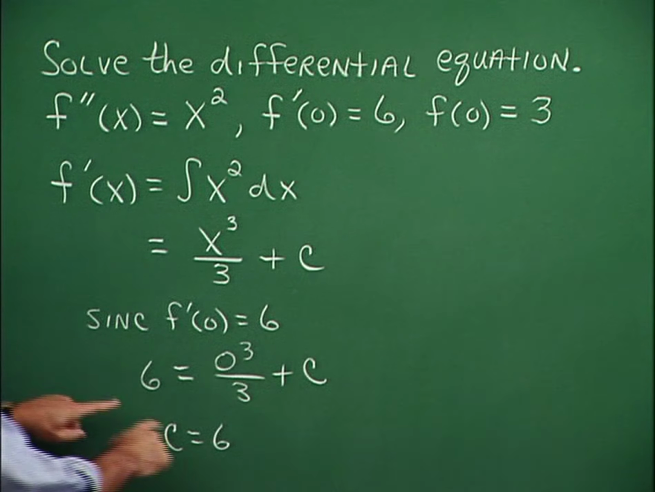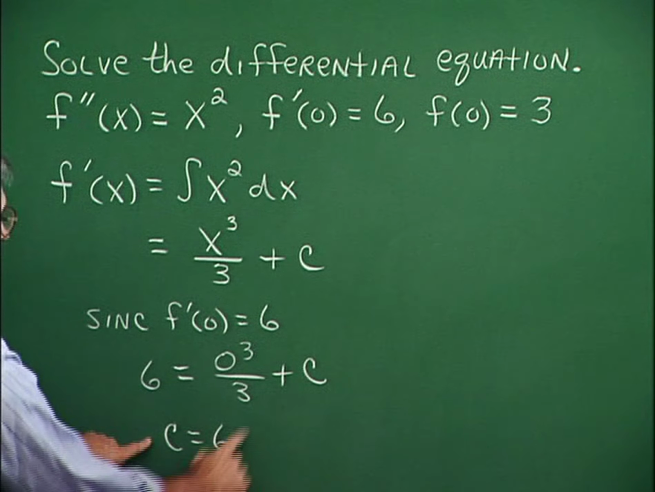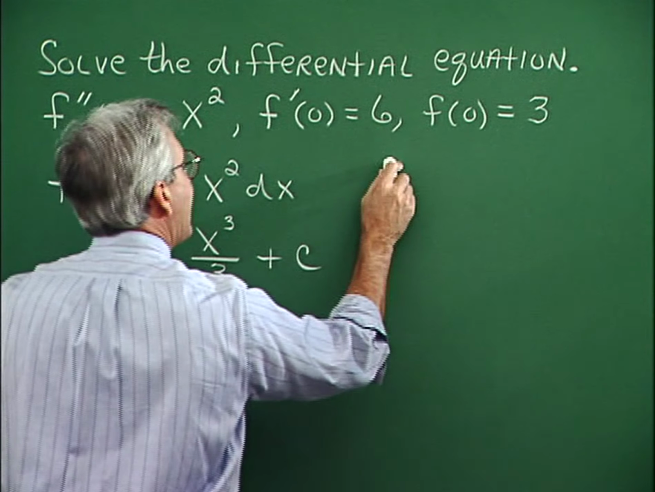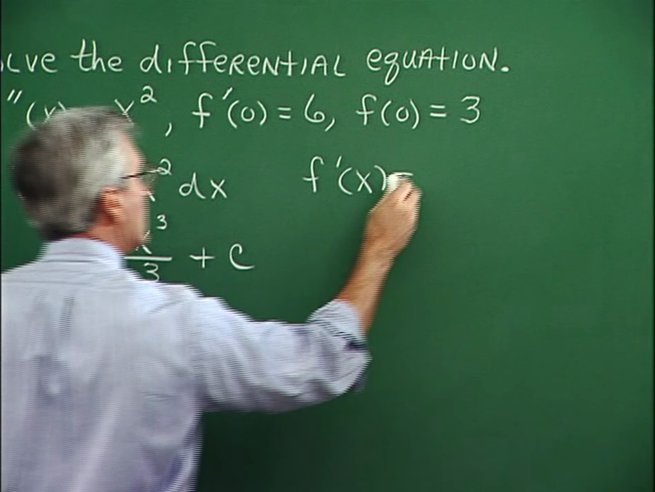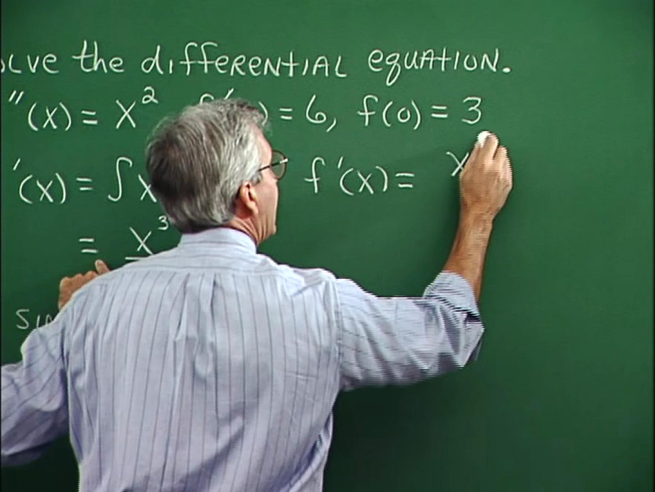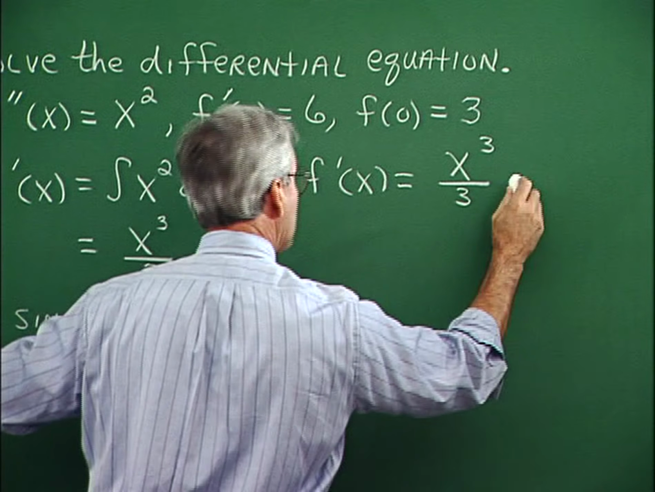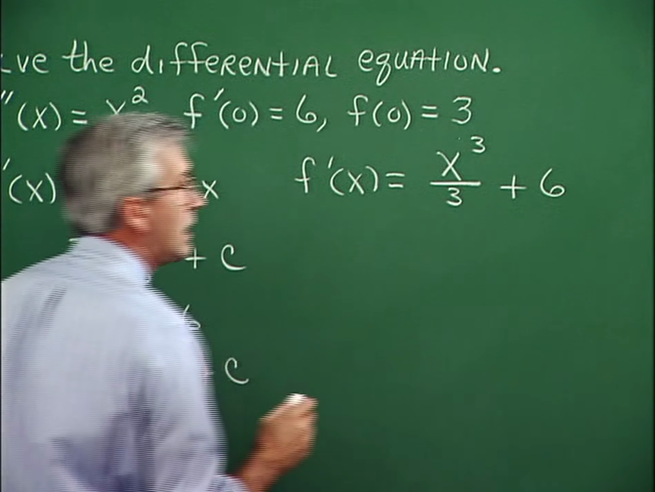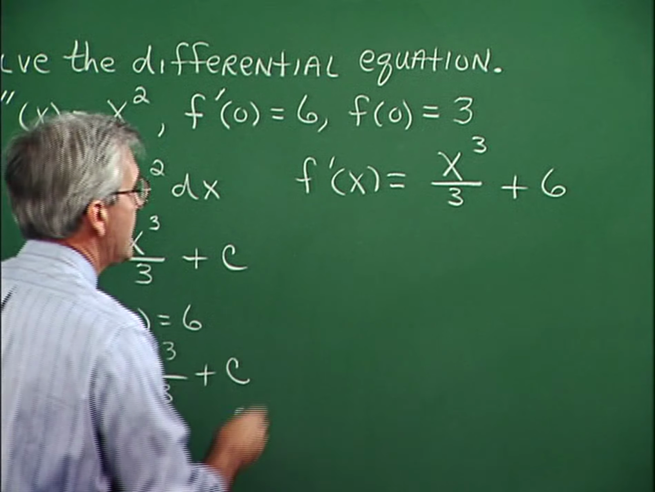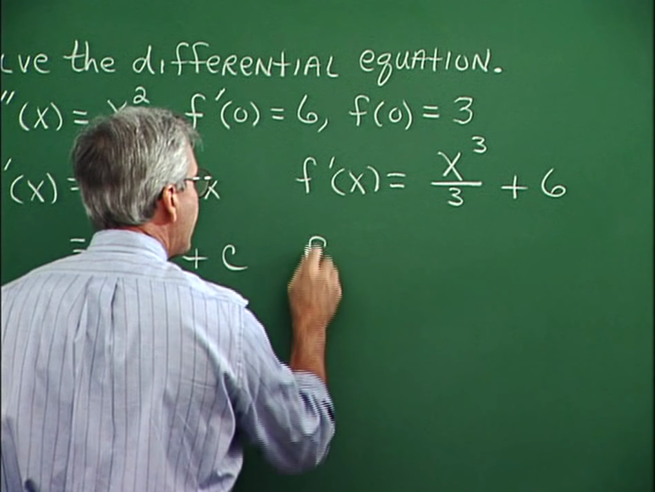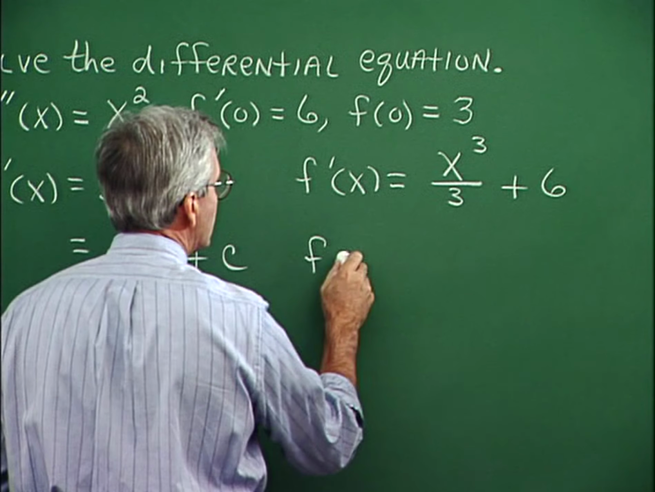That means that, let's see, in this expression we have c of 6. So f prime of x is x cubed over 3 plus 6. Now we're ready to find the f function. The f function then will be the integral of this.